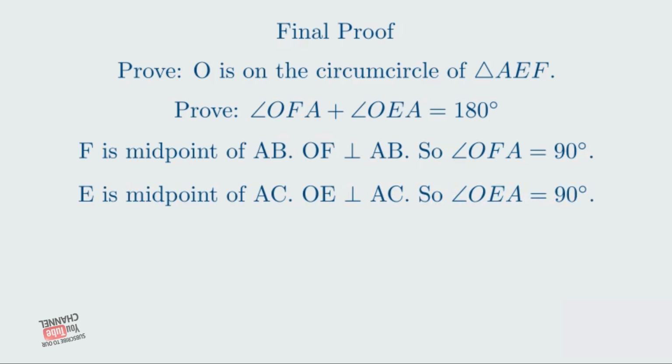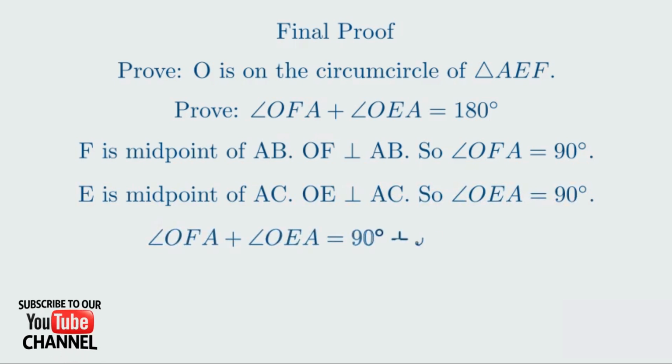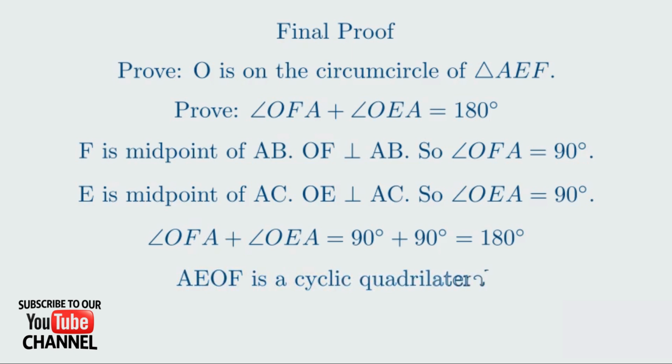Now let's find the sum of these two opposite angles in the quadrilateral AEOF. The sum of angle OFA and angle OEA is 90 degrees plus 90 degrees, which equals 180 degrees. Since the sum of opposite angles in the quadrilateral AEOF is 180 degrees, the quadrilateral is cyclic. This means that the 4 points A, E, F, and O all lie on the same circle. This is exactly what we wanted to prove. The circumcenter O of triangle ABC lies on the circumcircle of triangle AEF. So, we've shown that the circumcenter O of triangle ABC lies on the circumcircle of AEF.